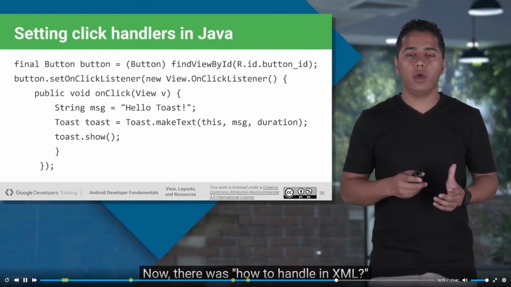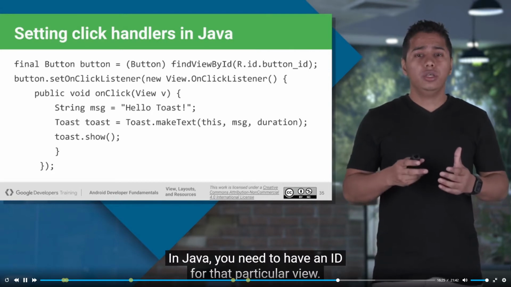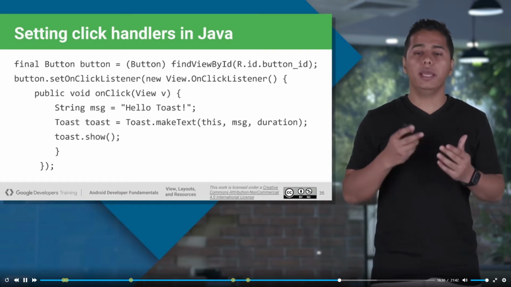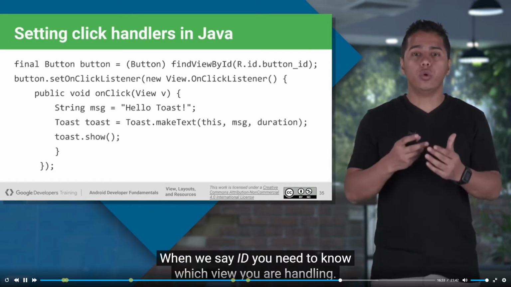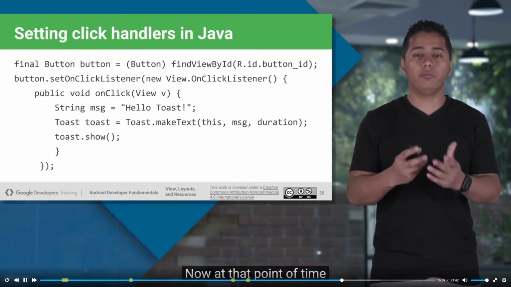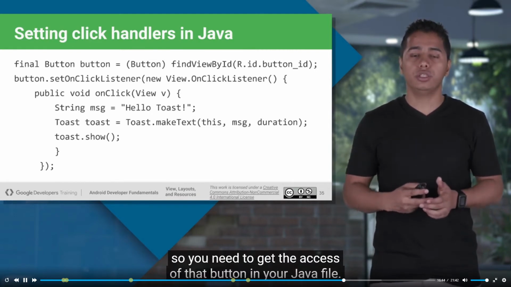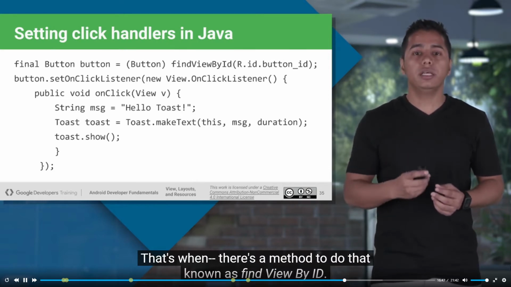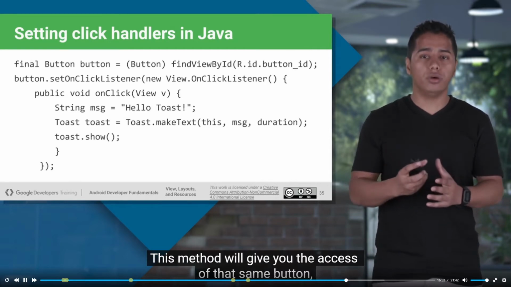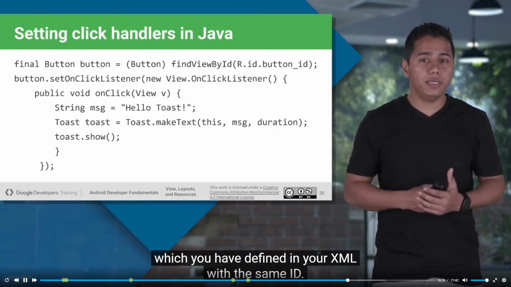Now that was how to handle it in XML, but when we talk about Java, in Java you need to have an ID for that particular view. When we say ID, you need to know which view you are handling. Let's say I want to handle a button. That button has been defined in your XML file, so you need to get access to that button in your Java file. That's when there's a method to do that known as findViewById, and this method will give you access to the same button which you have defined in your XML with the same ID.